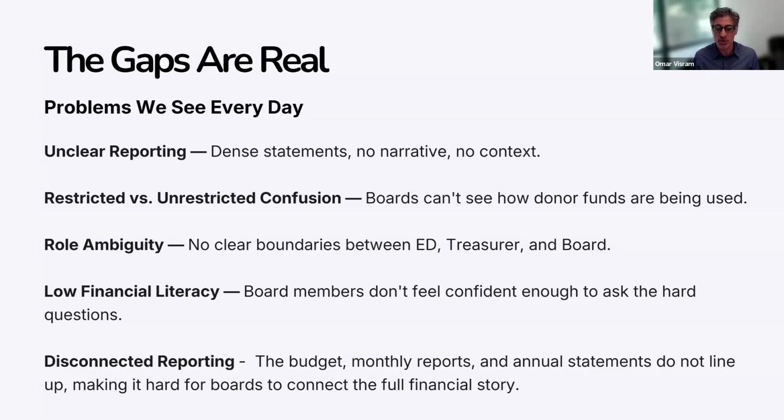And then disconnected reporting. So the budget, monthly reports, and annual statements do not line up, making it hard for boards to connect the full financial story. So what you often see is really there's three versions of truth in the financial reporting process. And if they're not connected, that can lead to different stories, different assumptions, different conclusions.